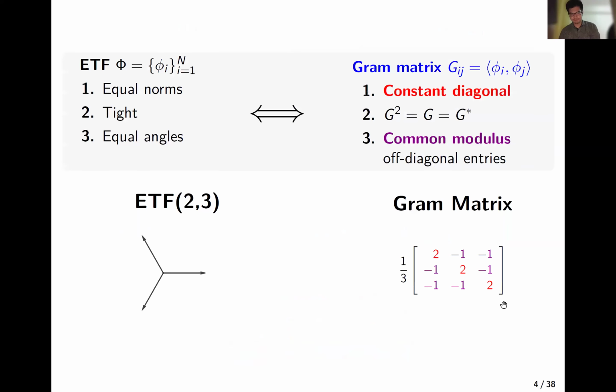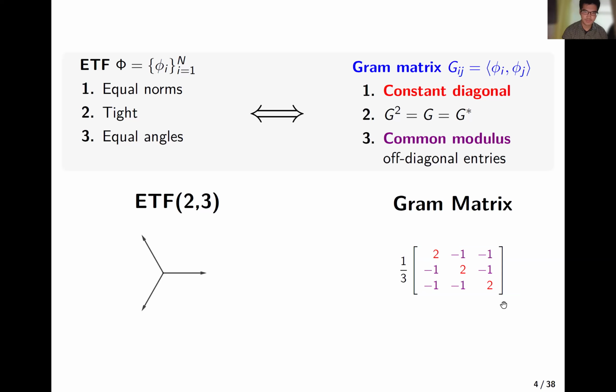Now, what we want to do is translate the problem of looking directly for the vectors of an ETF into looking for what are called Gram matrices. If I have a collection of vectors, I can just take the inner products of these vectors and then track them using a matrix, and this matrix is called the Gram matrix.